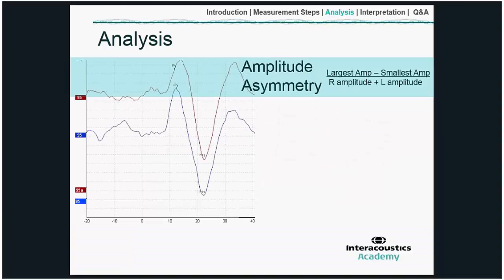The most robust way of looking at VEMPs is to make comparisons between left and right. Because amplitude varies so significantly between individuals, it's much better to look at the amplitude asymmetry between the two ears. For the amplitude asymmetry calculation, we record the largest amplitude and subtract the smaller amplitude from it, then add the right and left amplitudes and divide. That gives us a percentage, which indicates whether or not they're significantly different from each other.